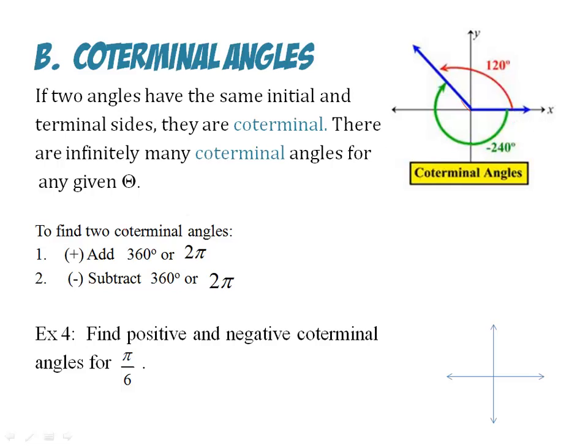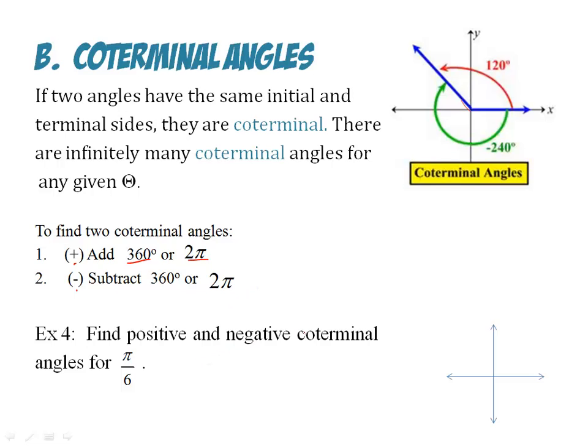All right, so you're going to have to find two coterminal angles, a positive one and a negative one. If you're finding the positive one, if it's in degrees, you simply add 360. If it's in radians, you add 2 pi. To find the negative coterminal, you subtract 360 or subtract 2 pi. Just depends on the direction you want.